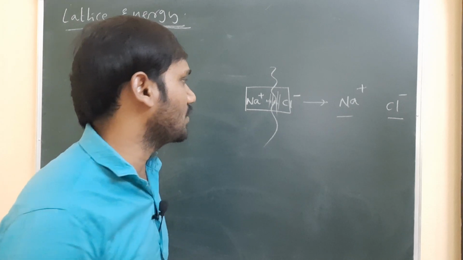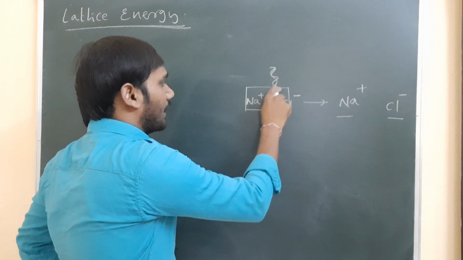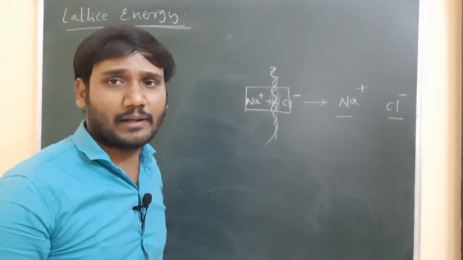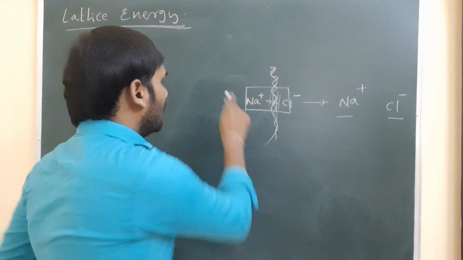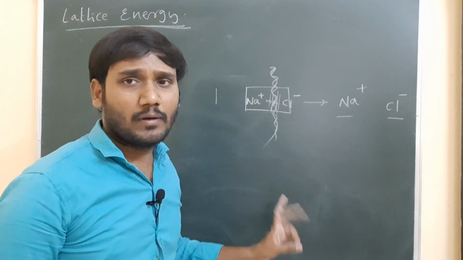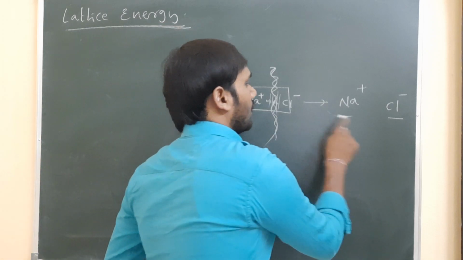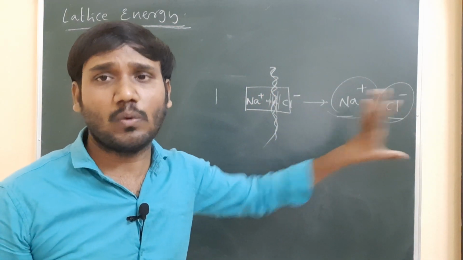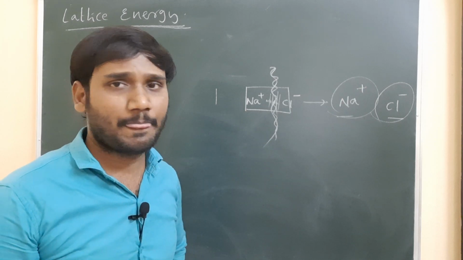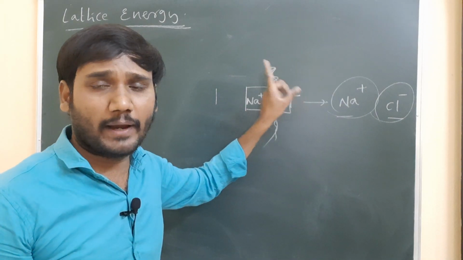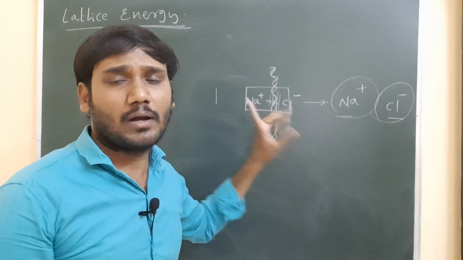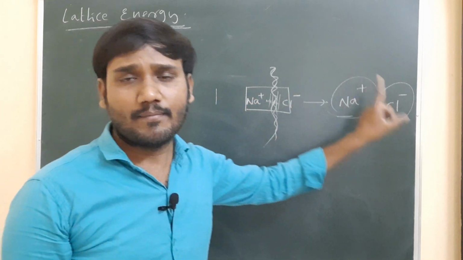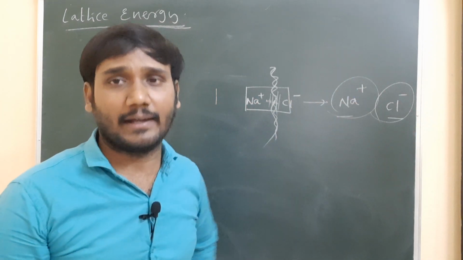So now lattice energy means the amount of energy required to break 1 mole of ionic compound and convert it into its respective ions. Once again, the amount of energy required to break the ionic compound and convert it to their respective ions is called lattice energy.